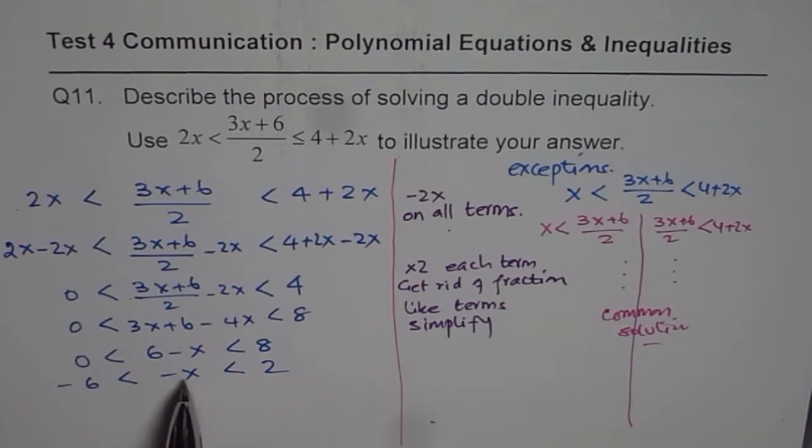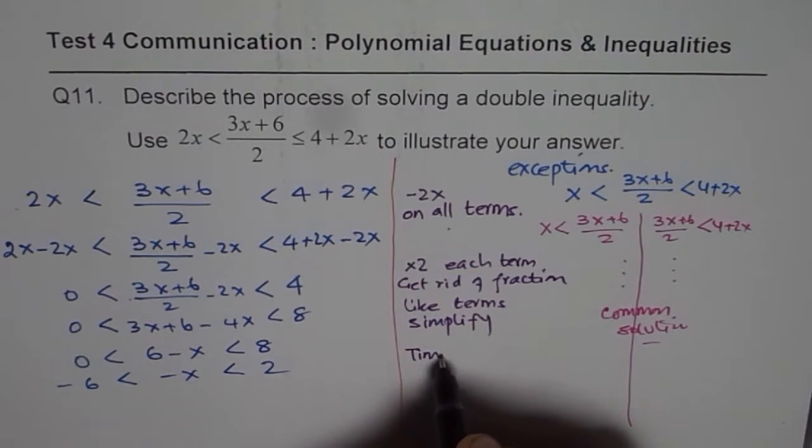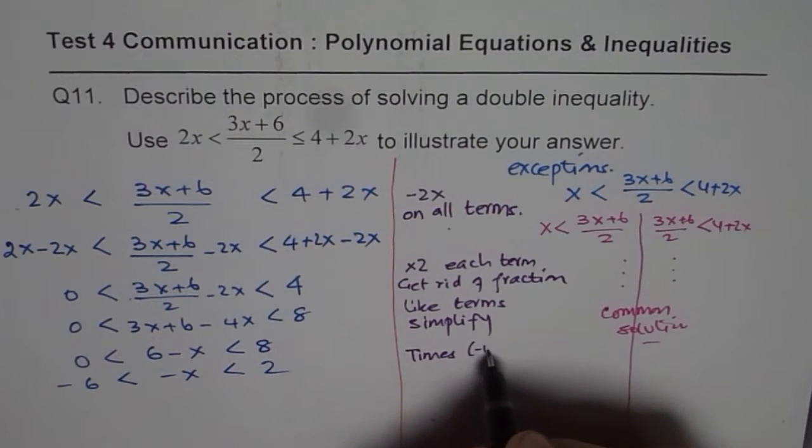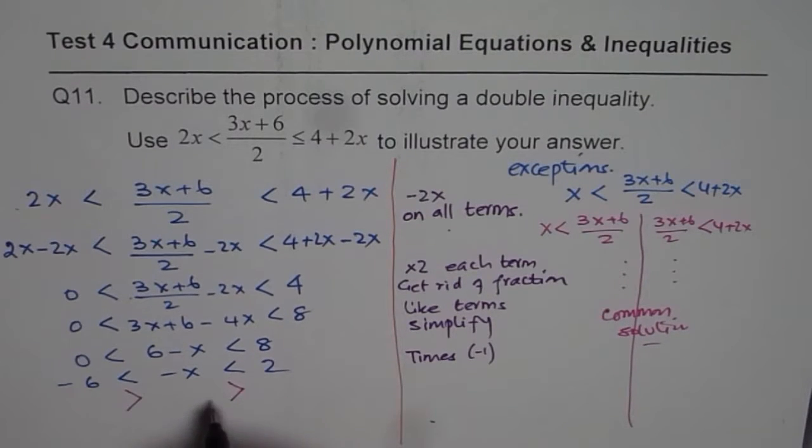But we need to know what is x. So we'll multiply by minus 1. When you do times minus 1, the signs will change. So this sign will change. Do you understand? That is very important. And minus changes the signs everywhere. So our solution is that x is greater than minus 2 and is less than 6. Once you get that, then we have got the solution.